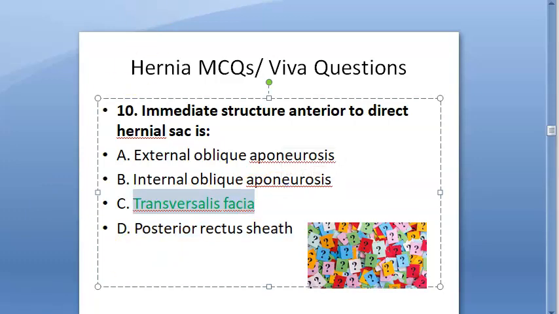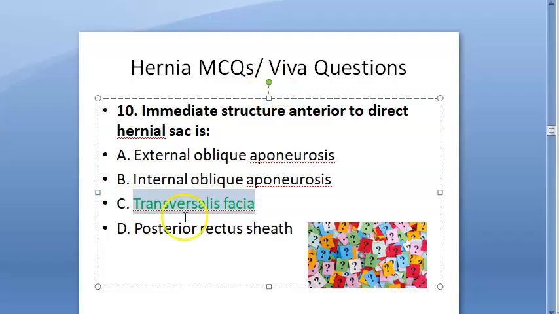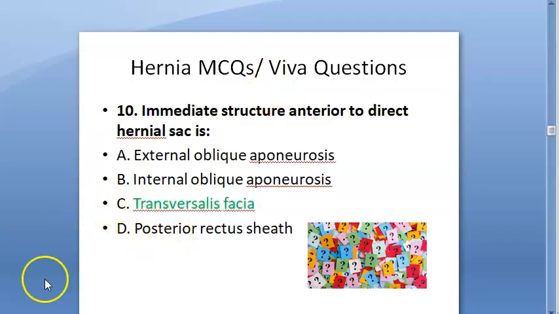So let us try to understand this. See, this is inguinal canal, but don't think about that. So here you have the direct hernia. So what is just in front of it, they are asking, looks like the answer is fascia transversalis. Okay, let's move on to the next question.